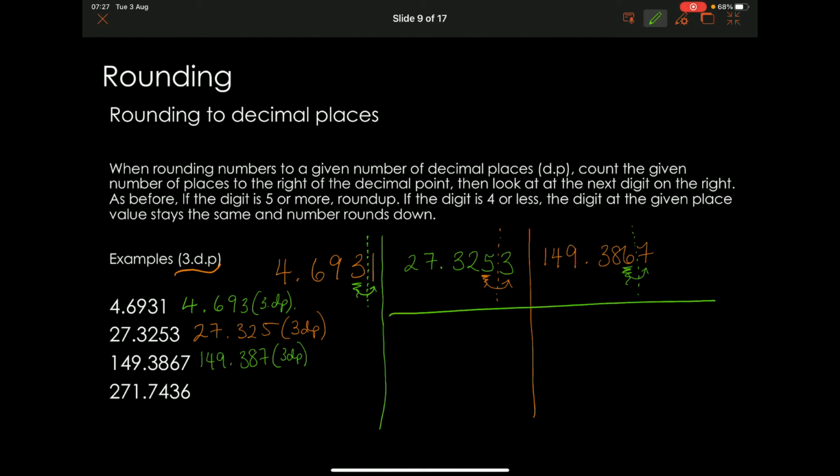And then the last one is 271.7436. And we're going to count 3 places after the decimal. So then we're going to decide, this is the number I'm going to round. This is the number that's going to determine that for me. It's a 6. And again, we know if it's 5 or above, we round up. So that 3 will become a 4. So 271.744 to 3 decimal places.